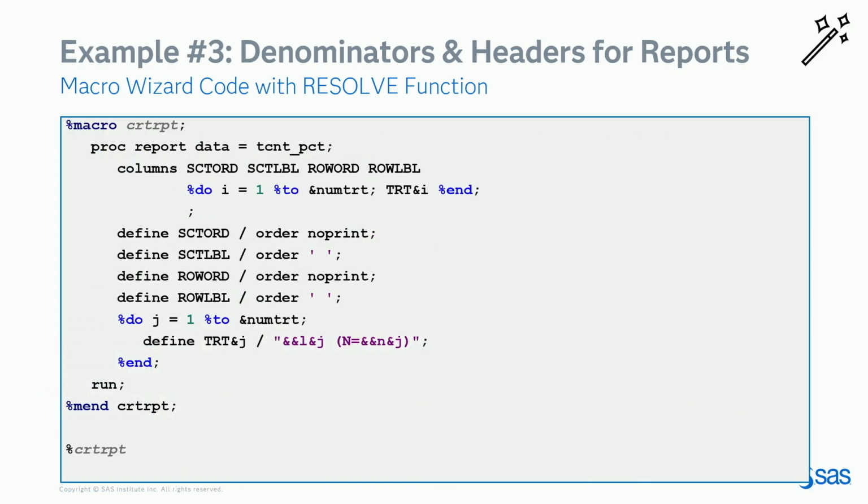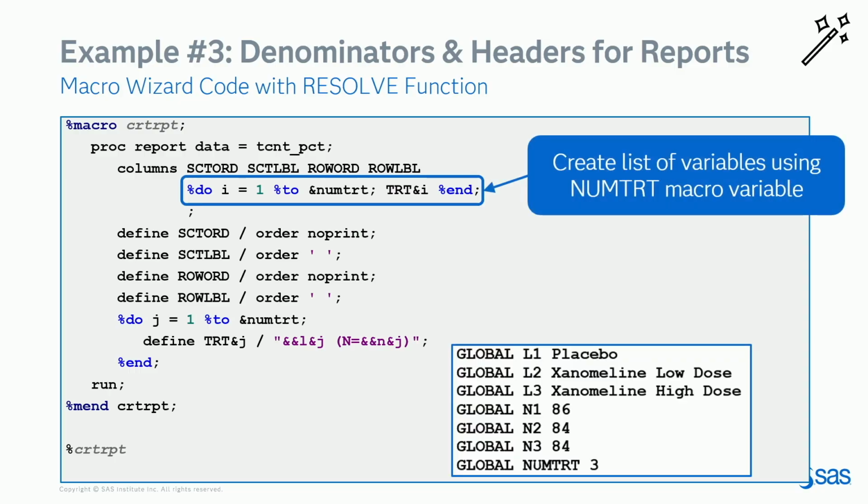And so when we create our report, it's going to be done in a macro definition, and on our column statement, we're going to use the percent do to build our list of variables that are going to be in our report. And so we see here, we're using that amper_num treat, which came from our proc SQL, and then we're going to do TRT amper I, and so it's going to build our list of variables that are going to be in our report. So TRT1, TRT2, and TRT3.